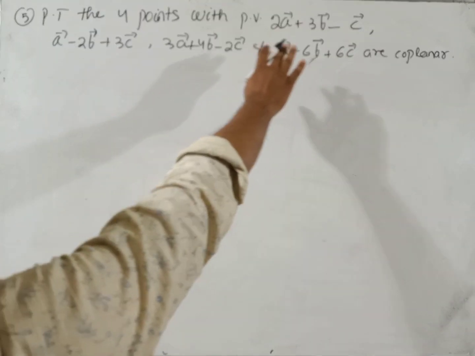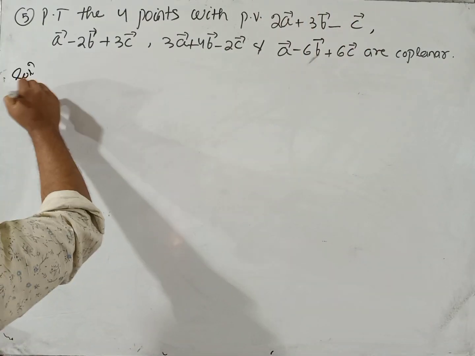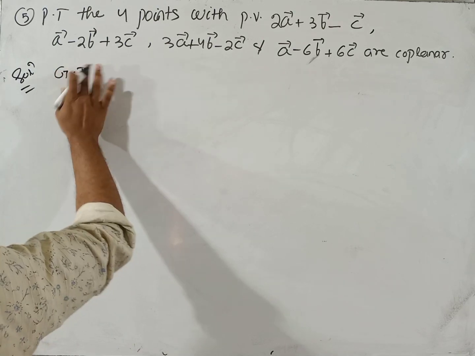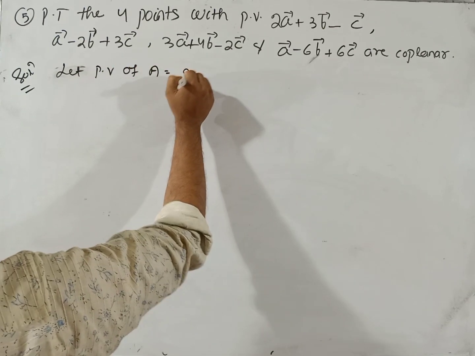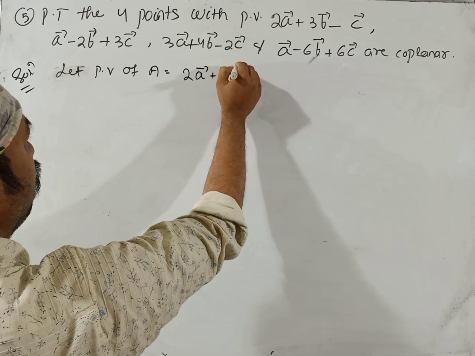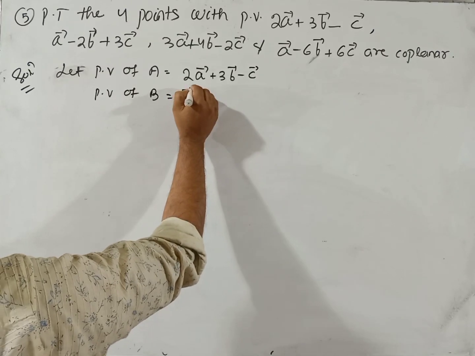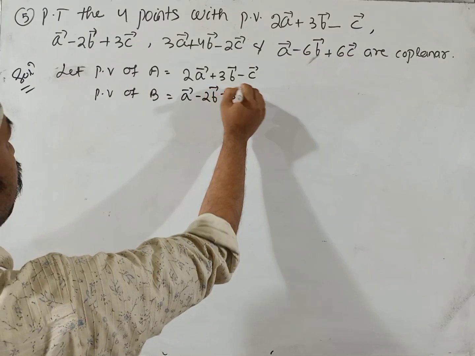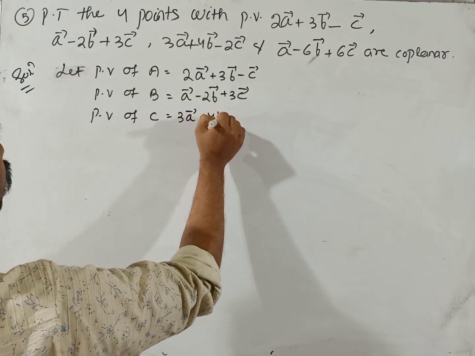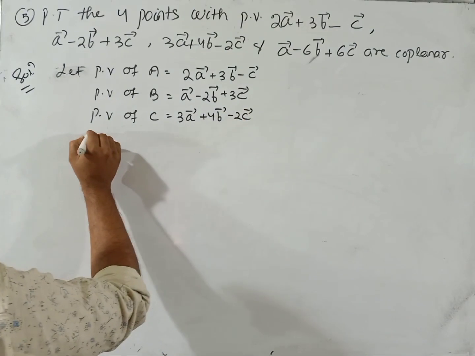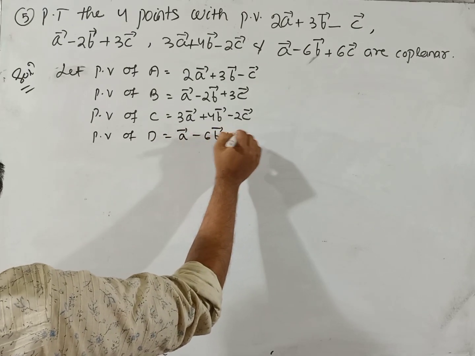Here it is the next question. If the 4 points with position vectors this much and this much are coplanar. So we have to start from, given that, or you can say that let position vector of A be 2a vector plus 3b vector minus c vector. Position vector of B, a vector minus 2b vector plus 3c vector. Position vector of C, 3a vector plus 4b vector minus 2c vector. And position vector of D, a vector minus 6b vector plus 6c vector.